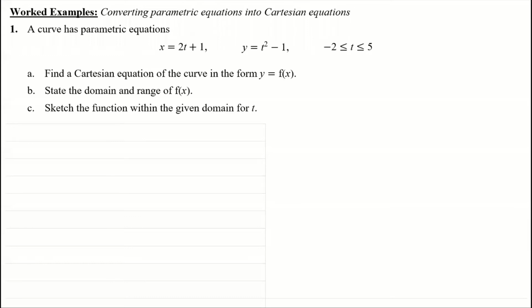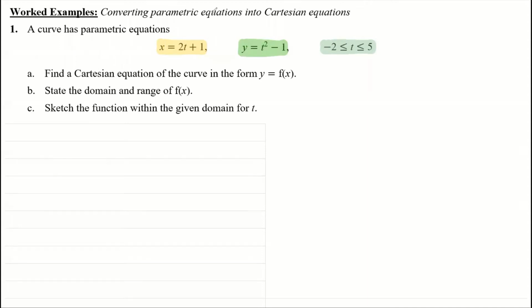Right, so these are the worked examples. The first one, we have a curve defined by parametric equations as shown. And these parametric equations are x equals 2t plus 1 right here, and y is equal to t squared subtract 1. So we have another linear and another quadratic equation. Notice, of course, the really important part on the right-hand side is that we have a range of values of t from -2 up to and including 5. And our first job is to find a Cartesian equation of the curve.